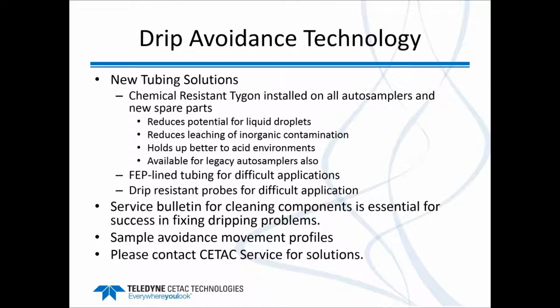We've also introduced FEP-lined drain tubing, and these would be for particularly difficult applications such as DMSO, where Tygon isn't going to hold up very well. And in addition to that, we've introduced drip-resistant probes for particularly difficult applications. These would be recommended for situations where people have a sample matrix that's particularly oily, like sludge water or organic samples, where things are going to stick to the probe and contaminate it the same way that any other organic oil would contaminate the surface of the probe and cause dripping.